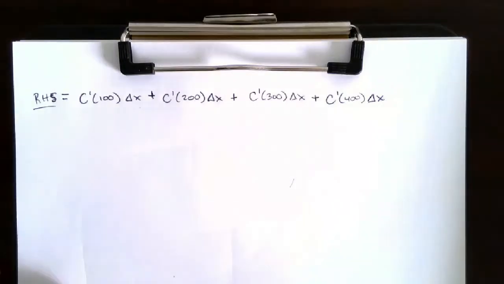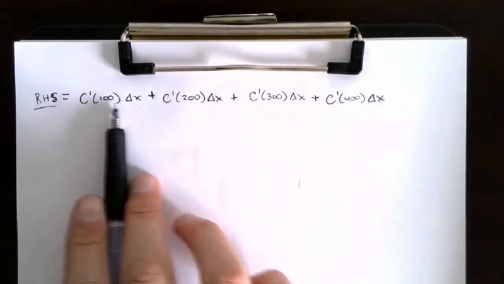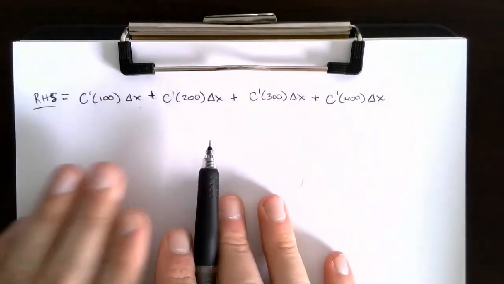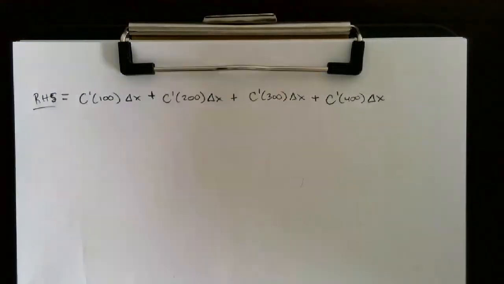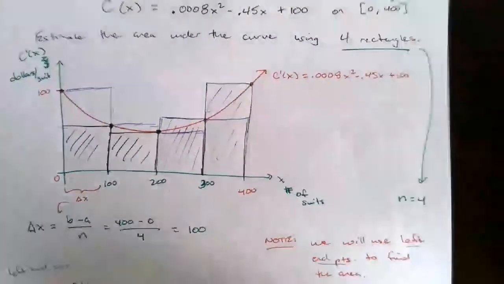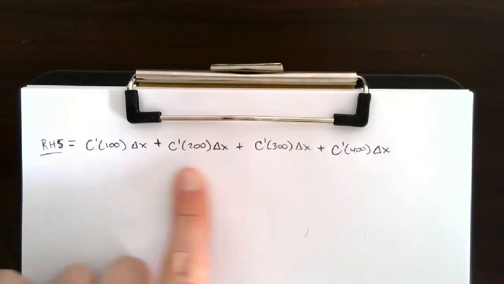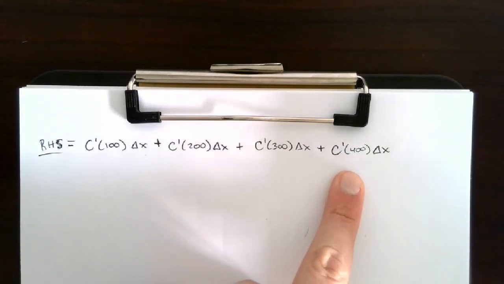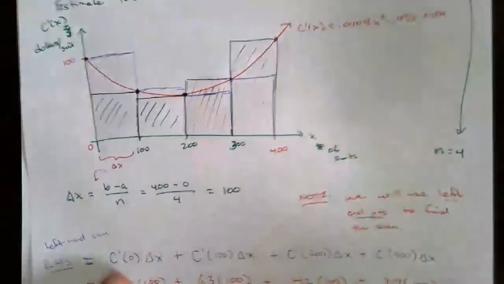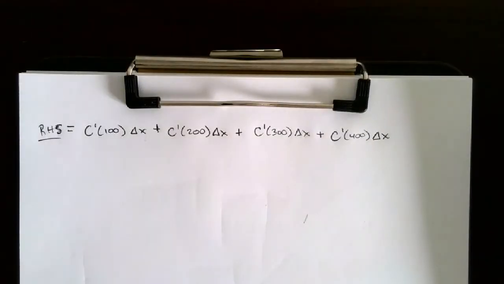Now when you do this, we're using 4 rectangles. When it says use 4 rectangles, you should have 4 terms in your sum, which we do, right? 1, 2, 3, 4. And you shouldn't be adding on the other endpoint. You can notice the difference between the left-hand sum formula and the right-hand sum formula is that the middle parts are going to carry over. It's just the ends that are different. This one had the C prime of 400 delta x. This one had the C prime of 0 delta x. And it's because of which endpoint we're using. But there should be only 4 terms in your sum.